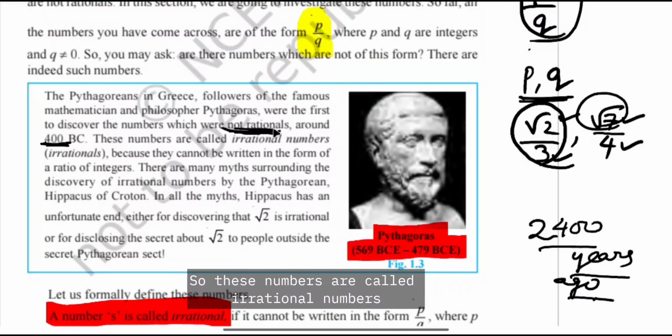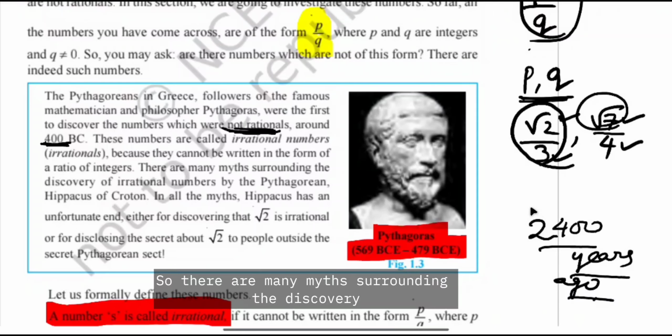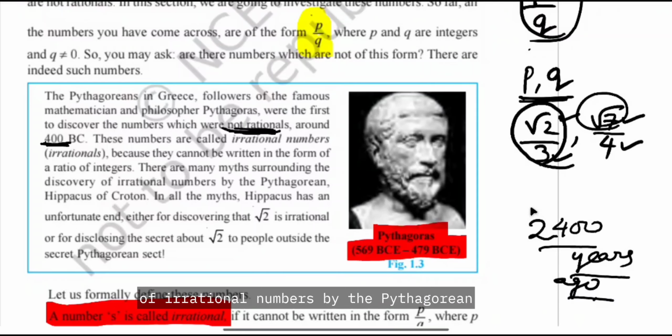So these numbers are called irrational numbers, or normally irrationals, because they cannot be written in the form of a ratio of integers, right? Ratio means p by q form, or p is to q form. So there are many myths surrounding the discovery of irrational numbers by the Pythagoreans.